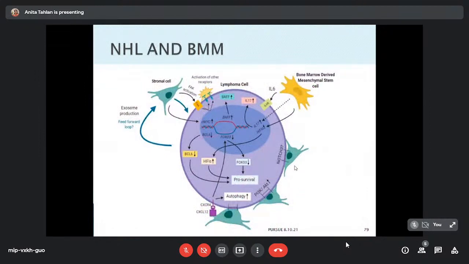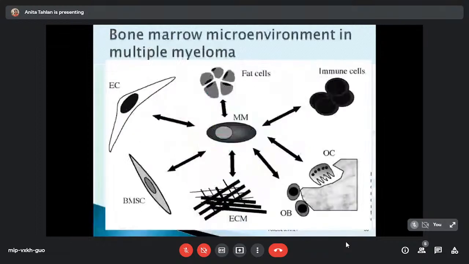The lymphoma cells also learn to interact with the stromal cells, and both the bone marrow derived mesenchymal stromal cells, to its advantage, and transform the bone marrow microenvironment in its favor. What about myeloma? Myeloma is unique in the sense that it is an intramedullary lesion. So this intramedullary cell will affect almost all the cells which are surrounding it, whether it's the mesenchymal stem cells, the endothelial cells, the fat cells, the immune cells, and the osteoclastic cells.